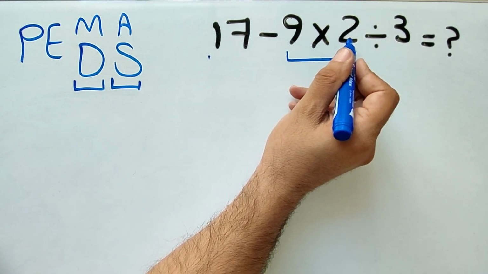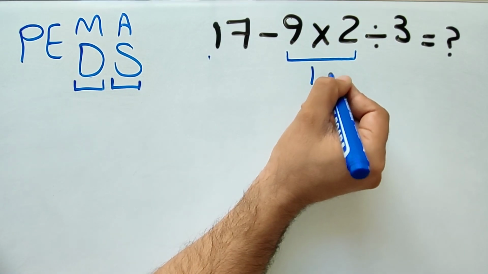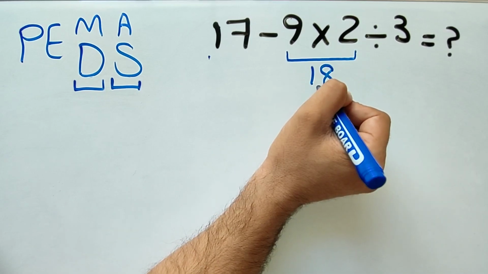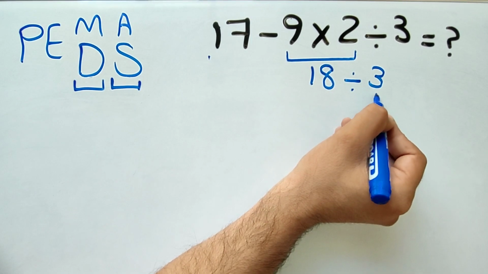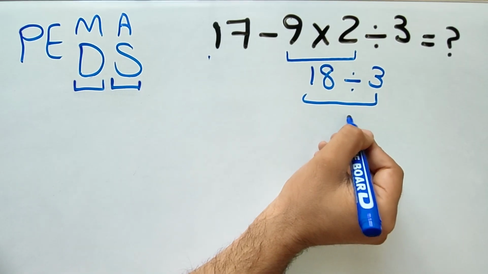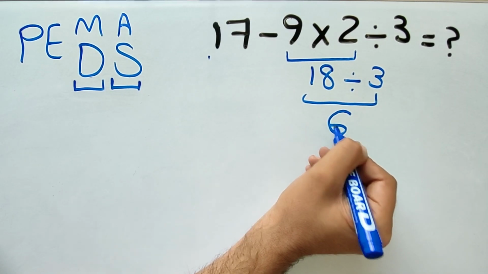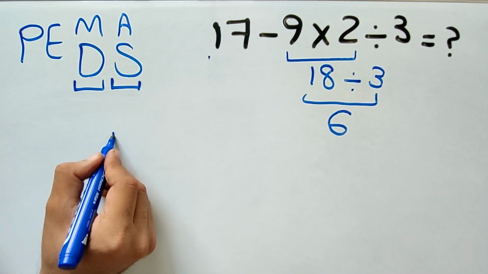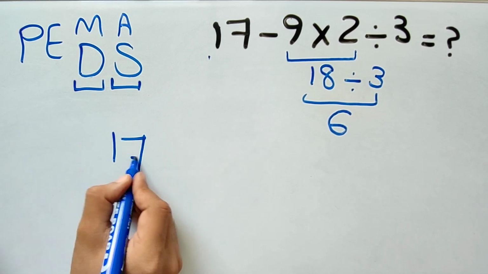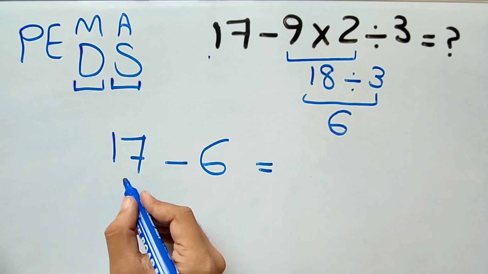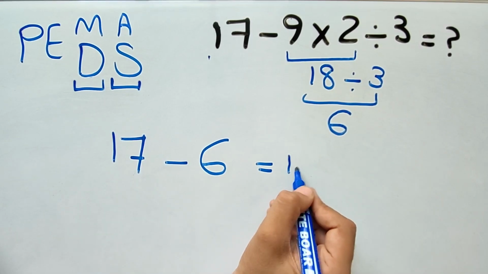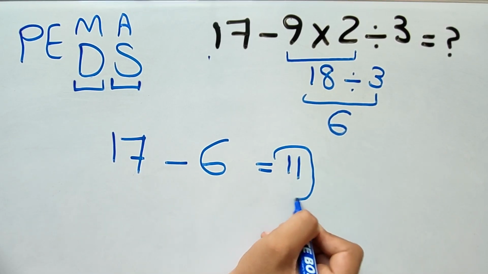9 times 2 gives us 18, and now 18 divided by 3 gives us 6. Now we have 17 minus 6. 17 minus 6 gives us 11. The final answer is 11.